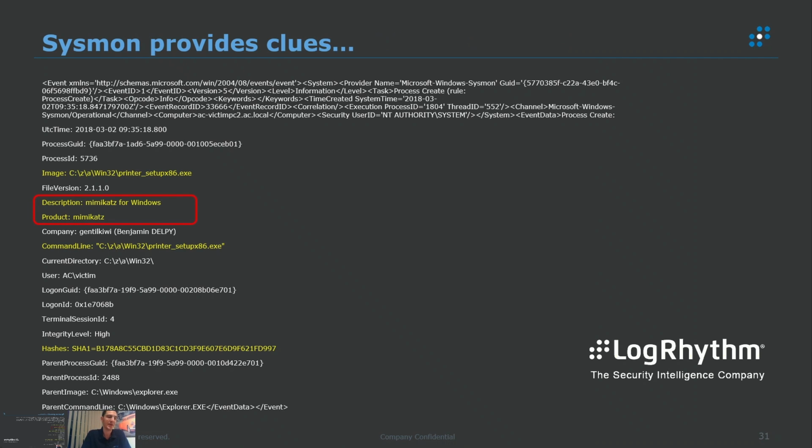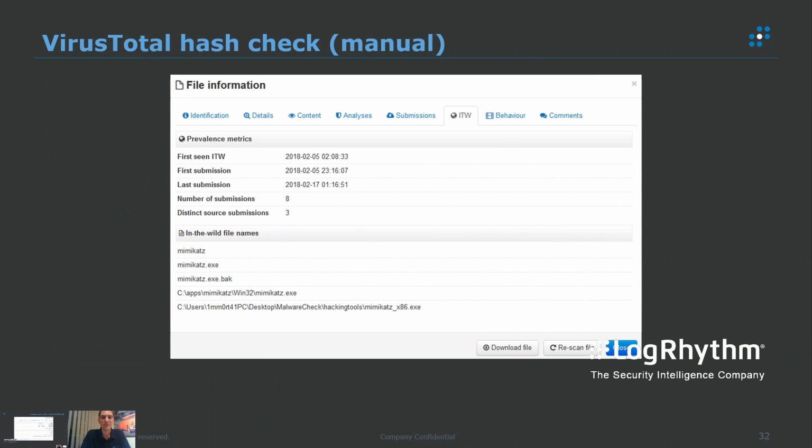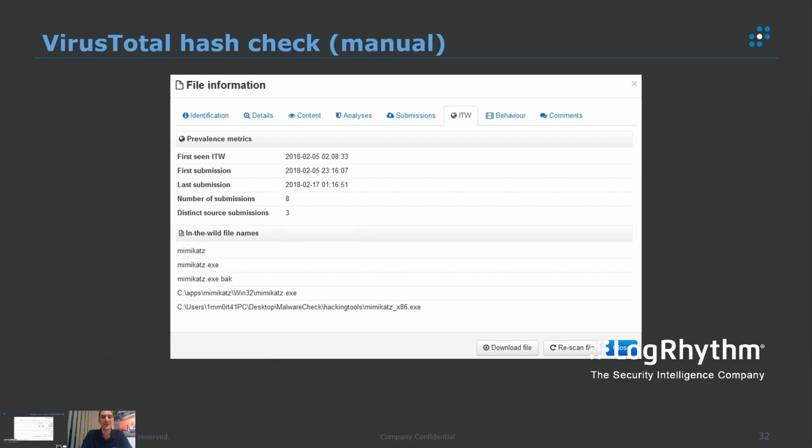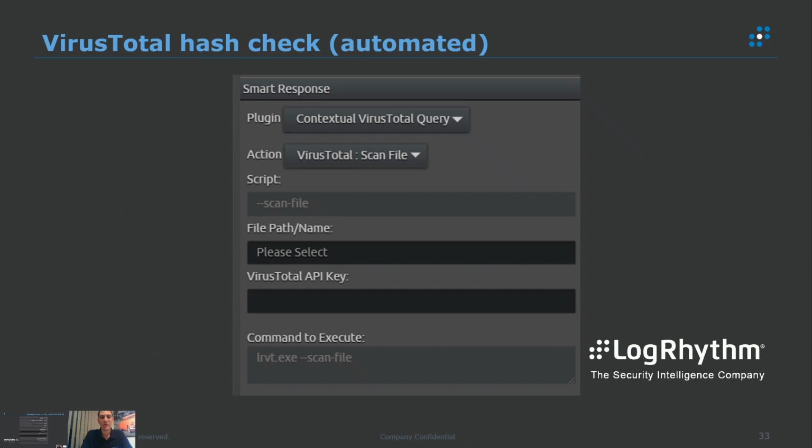And again, I'm a great believer in Sysmon. I believe every company should be running it. We quickly discover that actually printer setup is not a printer setup; it's potentially Mimikatz. So grabbing the hash that we see in that particular event ID, we can just copy and paste the hash into VirusTotal, or, as I'm all up for automation, we can use Smart Response and automate this, either automatically or with a bit more manual control.